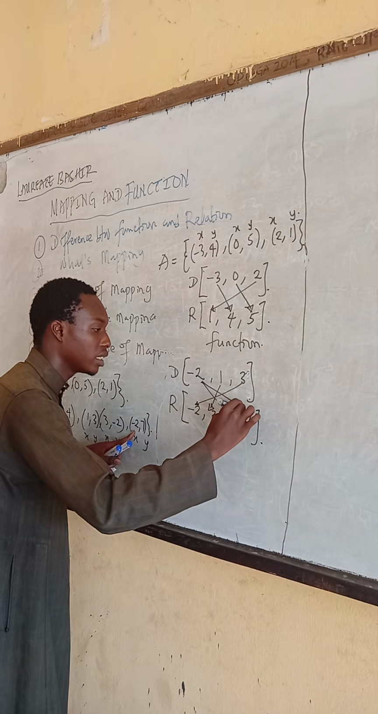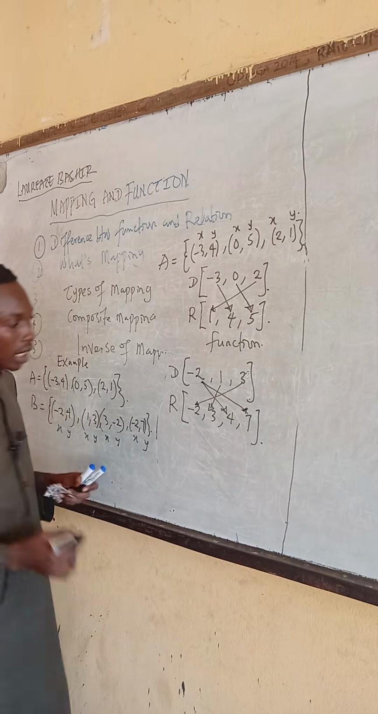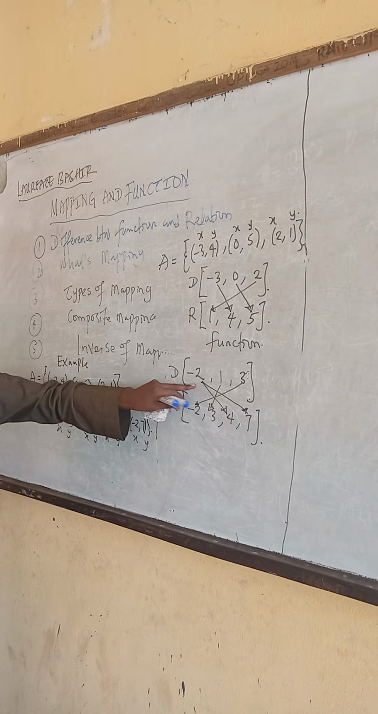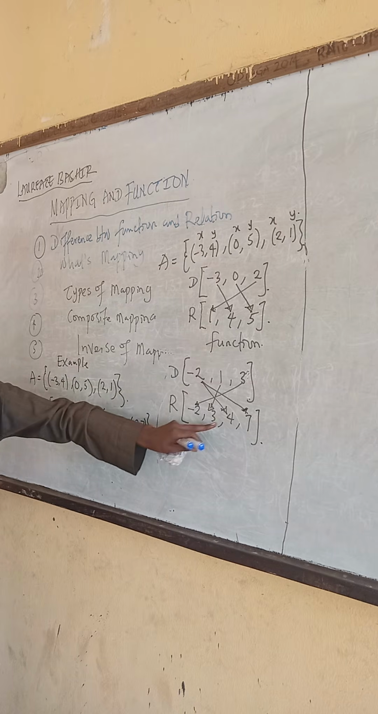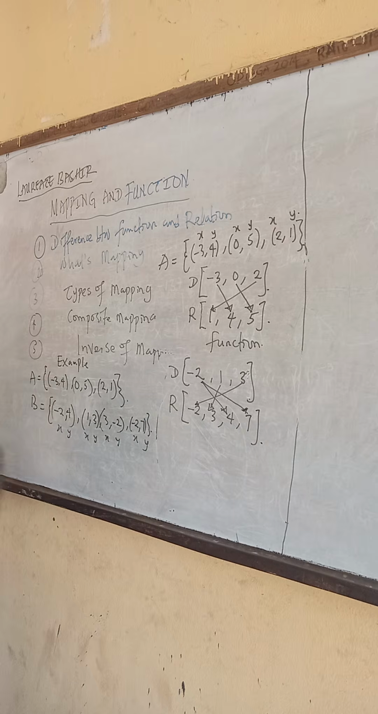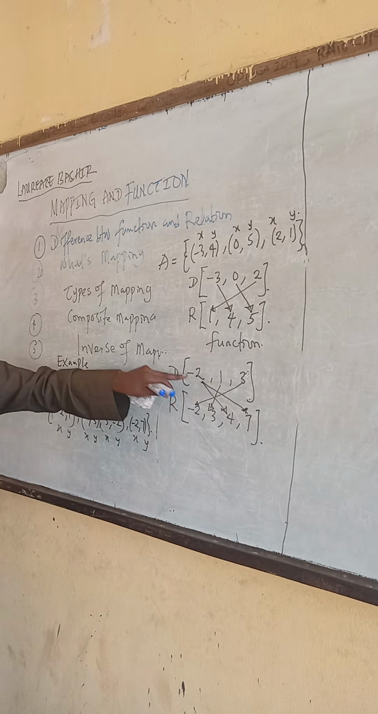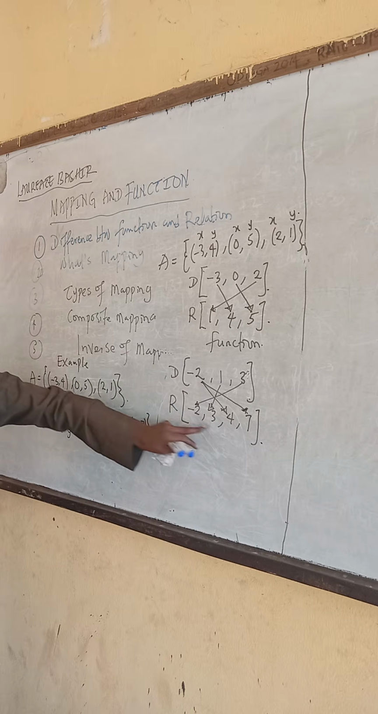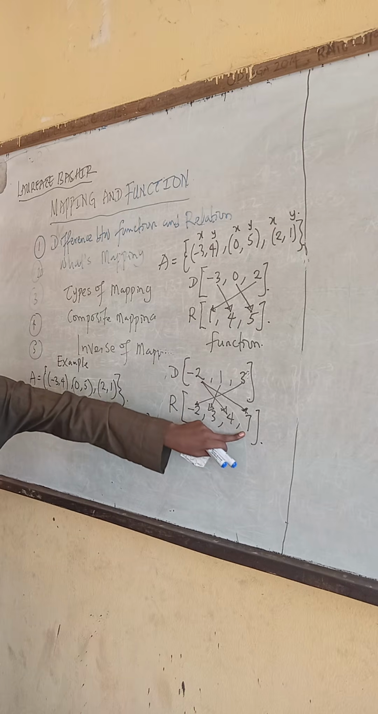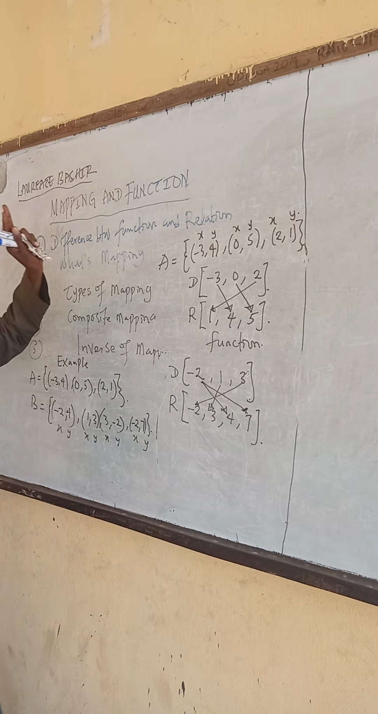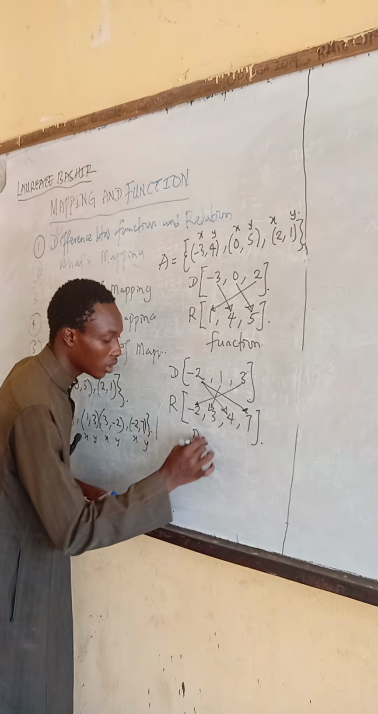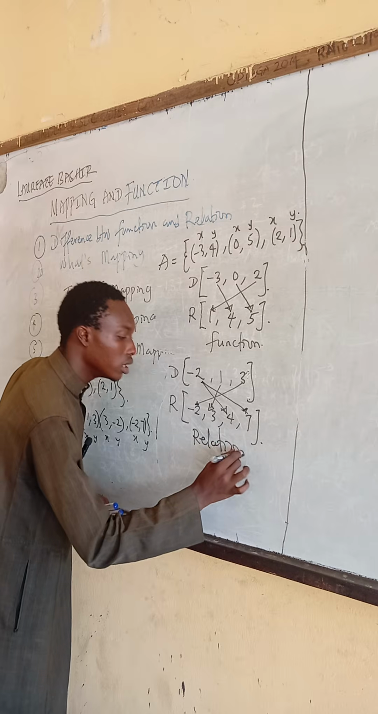And minus 2 is also mapped to 7. Now look at this. So now your domain, this input, this line is input, is giving how many outputs? 2. It is giving 2 outputs. So this is not a function. This is a relation.